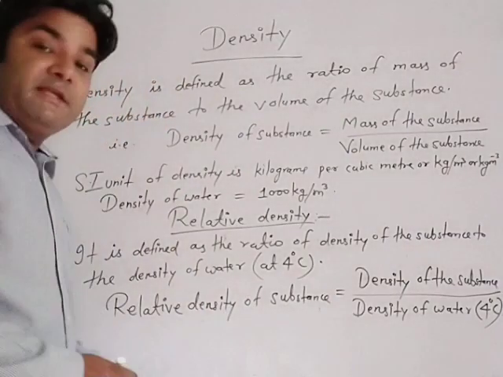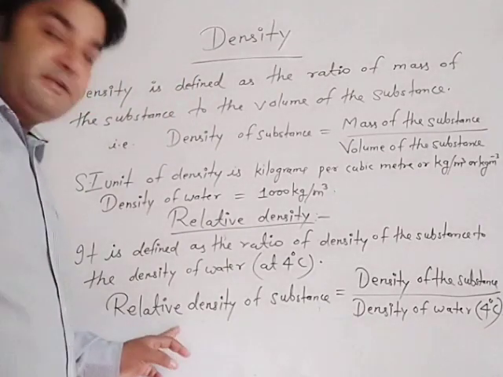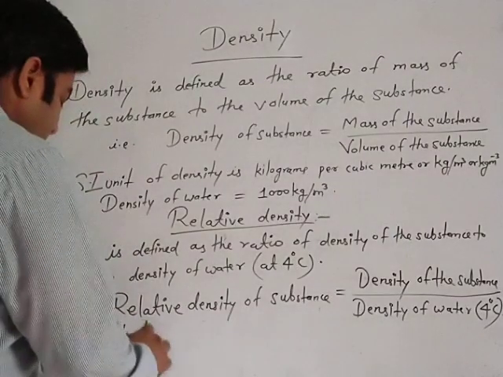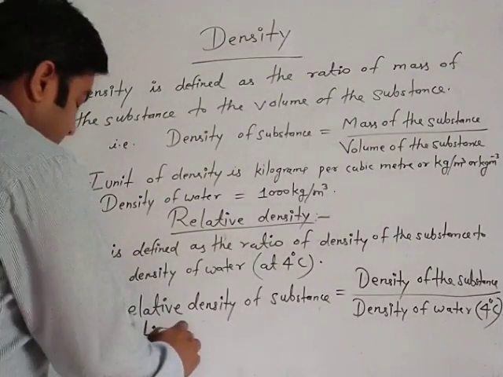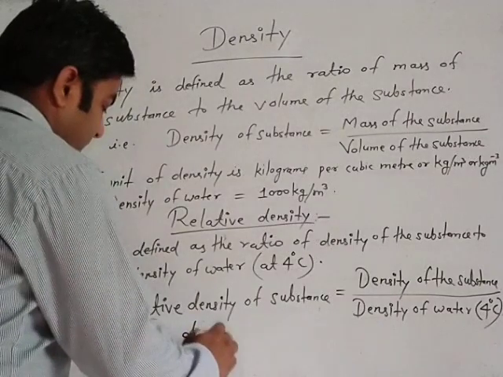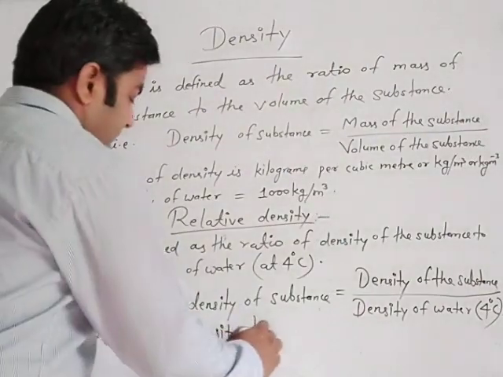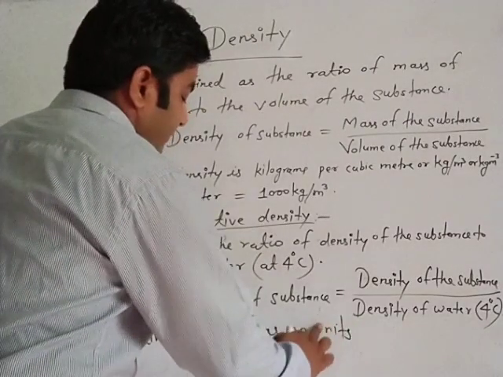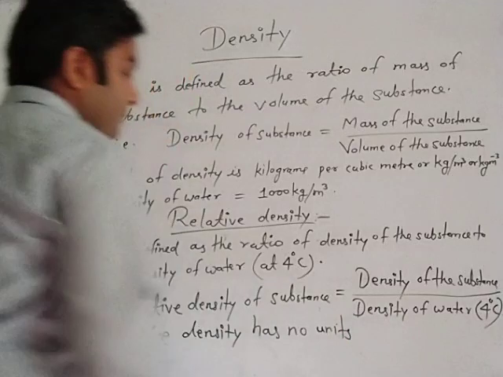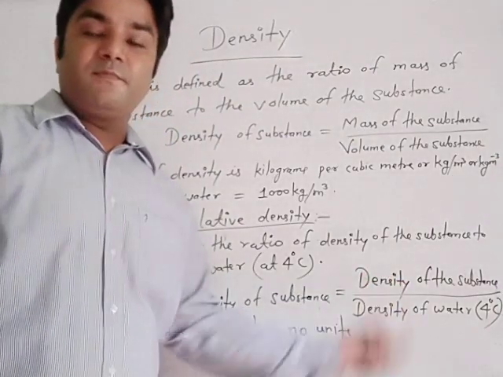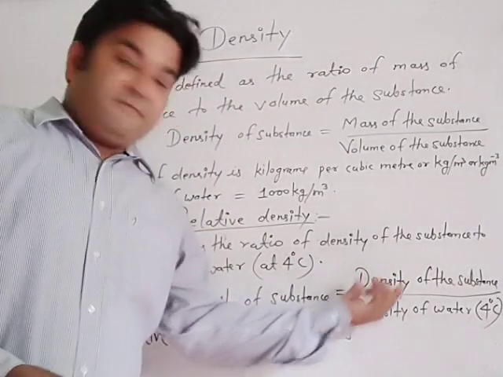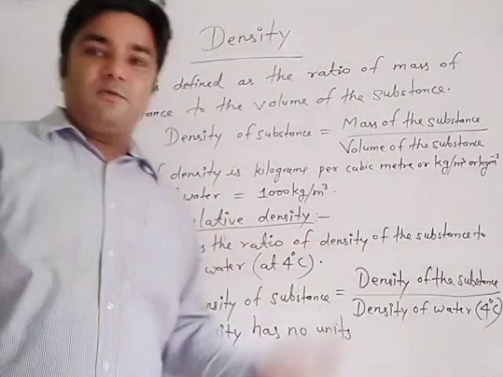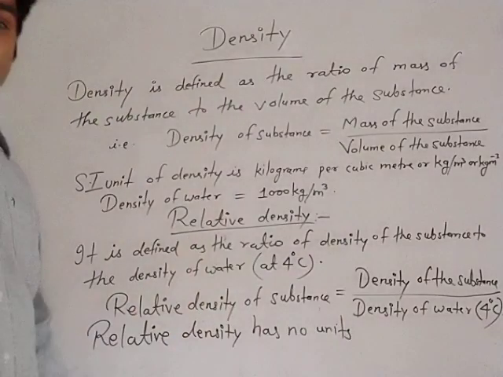And here there is no SI unit. Relative density has no unit. Why no units? Because it is a ratio of two same physical quantities. Here the density unit, kg per meter cube, cancels out. So that is why relative density has no units.